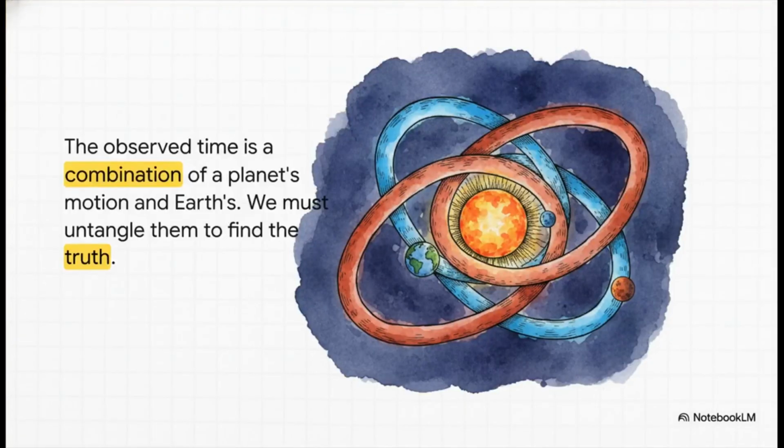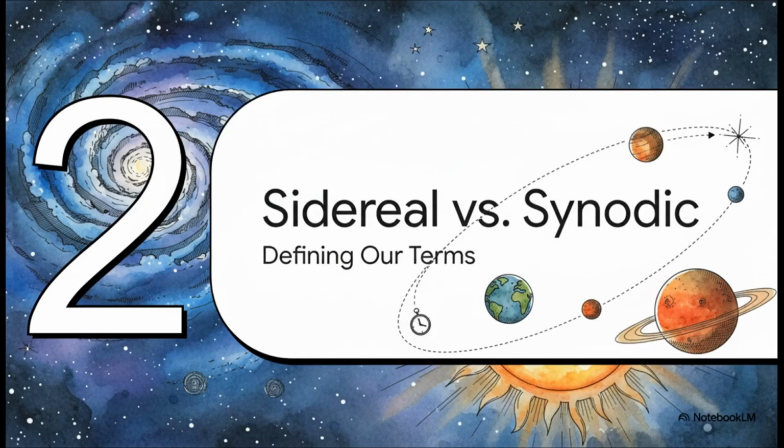You see, the time between two identical alignments, say from one opposition, where Earth is perfectly positioned between the Sun and Mars, to the very next one, that's not Mars's actual orbital period. What we're observing is a composite, a blend of Mars's motion and our own. To find the truth, we have to find a way to mathematically untangle those two separate motions. And to do that untangling, we need to be very precise with our language.